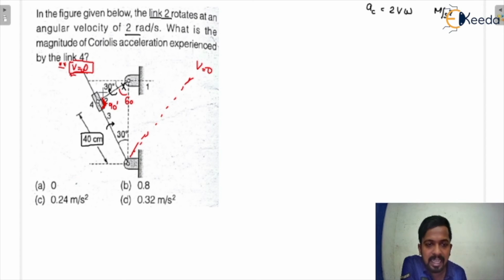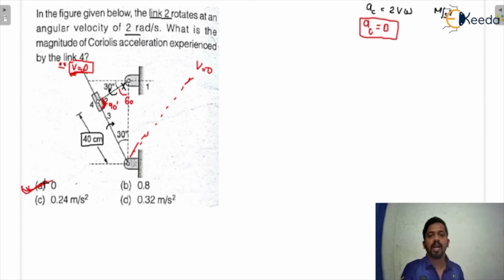So this is the dead position given in the question. Here it is making a 90-degree angle, that means this link is in the rest condition. So what would be the Coriolis acceleration? That would be 0. So you must check this angle. So option A would be the correct answer.